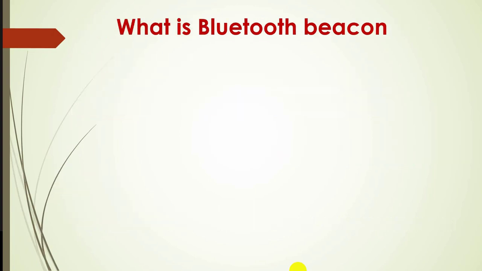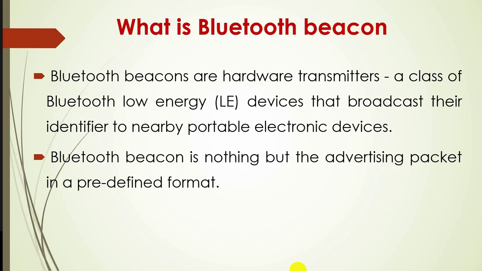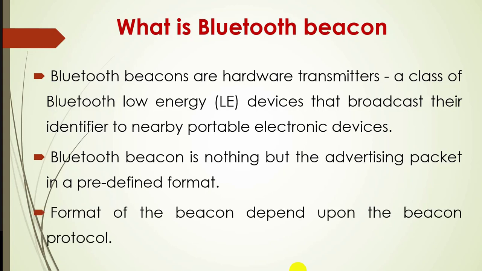So let's see what a Bluetooth beacon is. Bluetooth beacons are hardware transmitters, a class of Bluetooth low energy device that broadcasts their identity to nearby portable electronic devices. A Bluetooth beacon is nothing but an advertising packet in a predefined format. The format of the beacon depends upon the beacon protocol. So let's see what the protocols for beacons are.